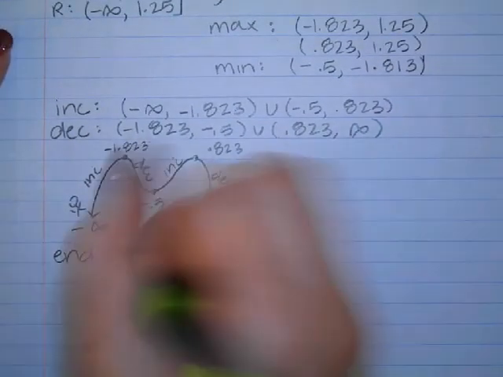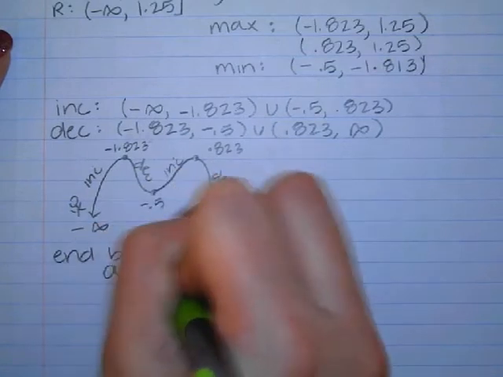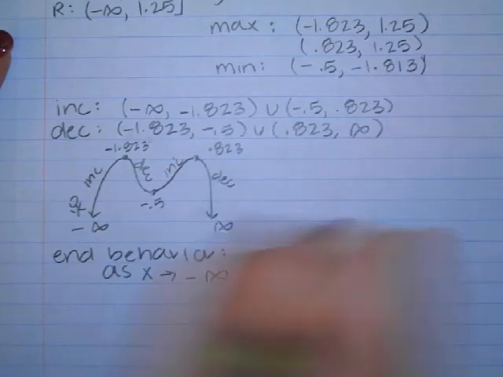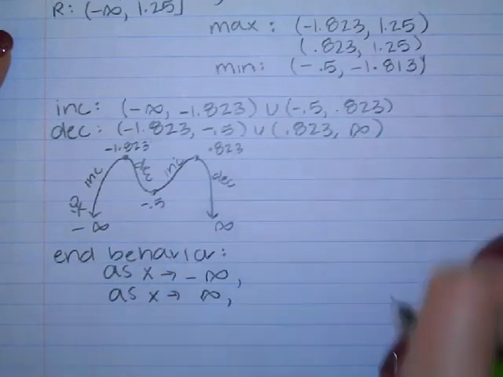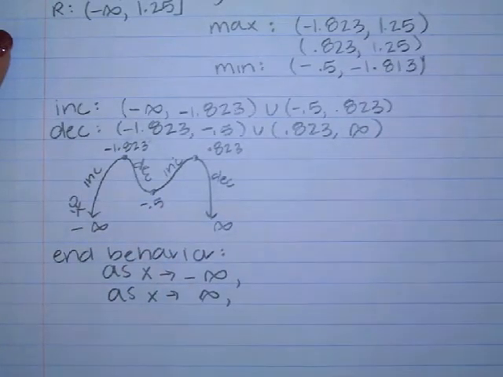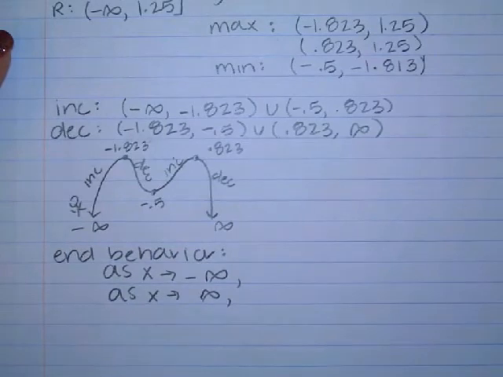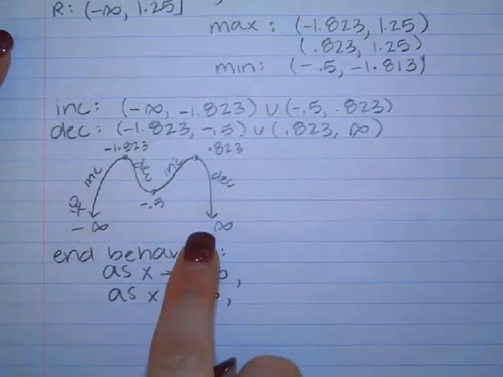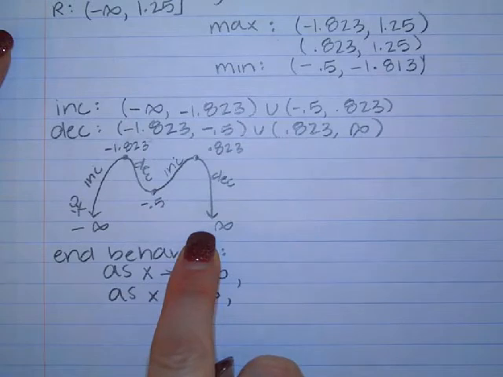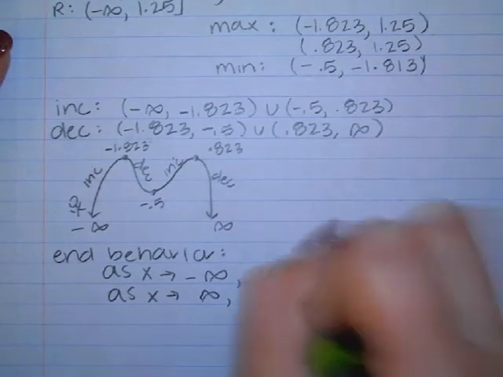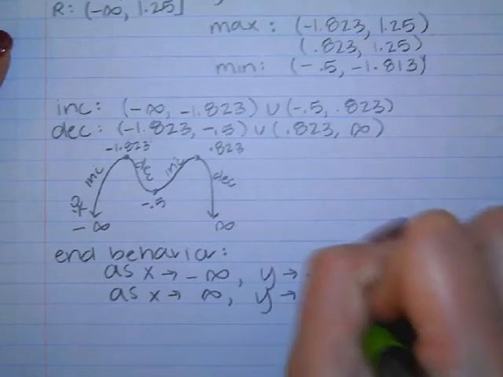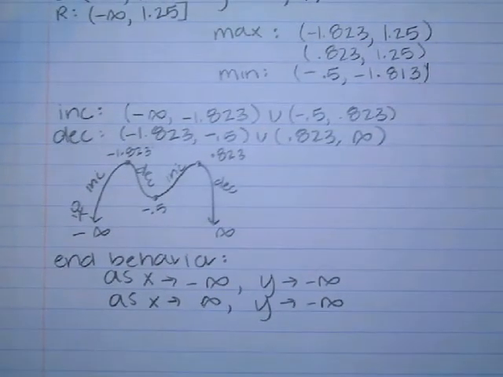Okay, so we've got as x goes to the left, so as we look at the left arrow, and as we look at the right arrow, what do we notice about both arrows, the left arrow and the right arrow? They both go down. So y goes to negative infinity, y goes to negative infinity. Arrow goes down, arrow goes down.